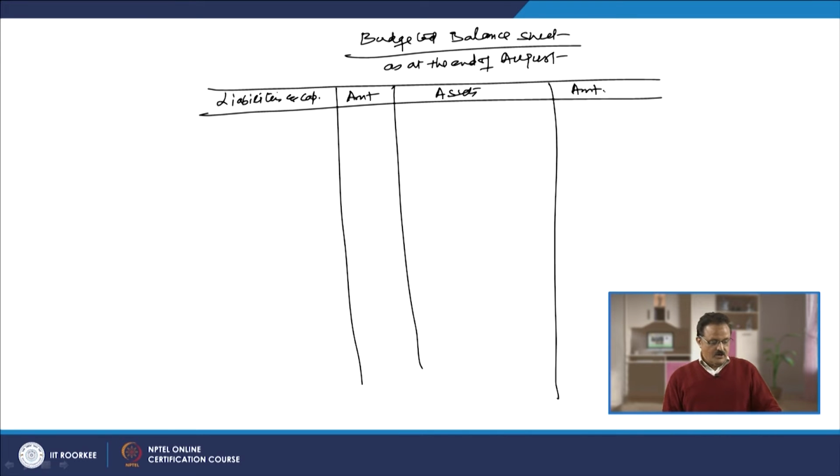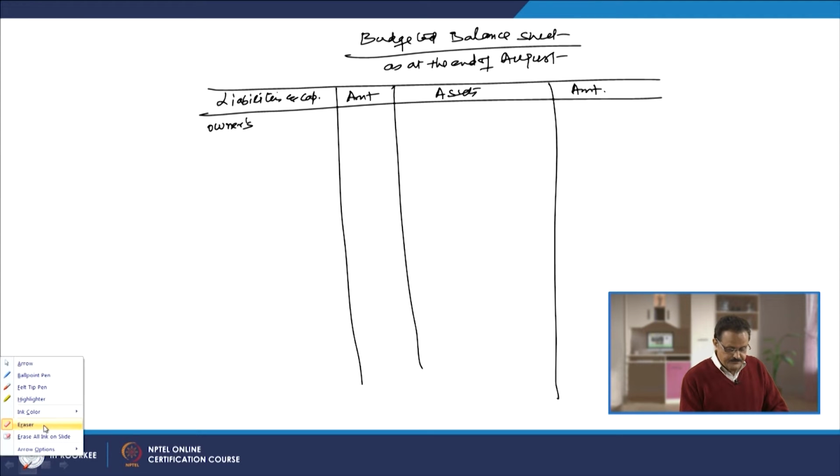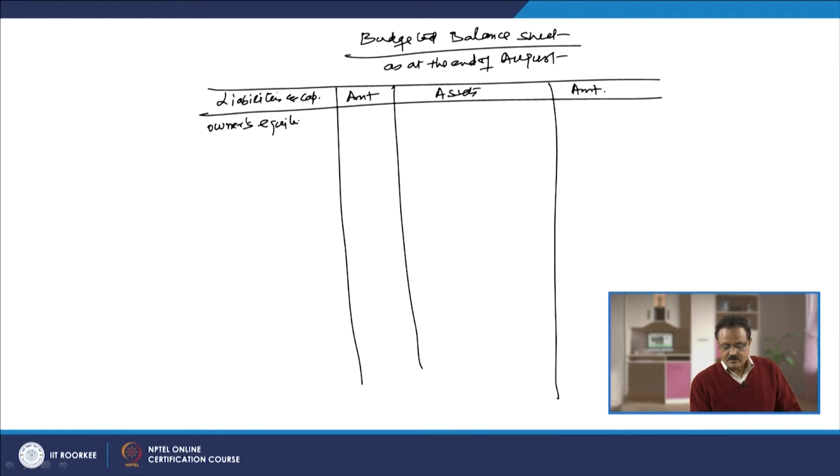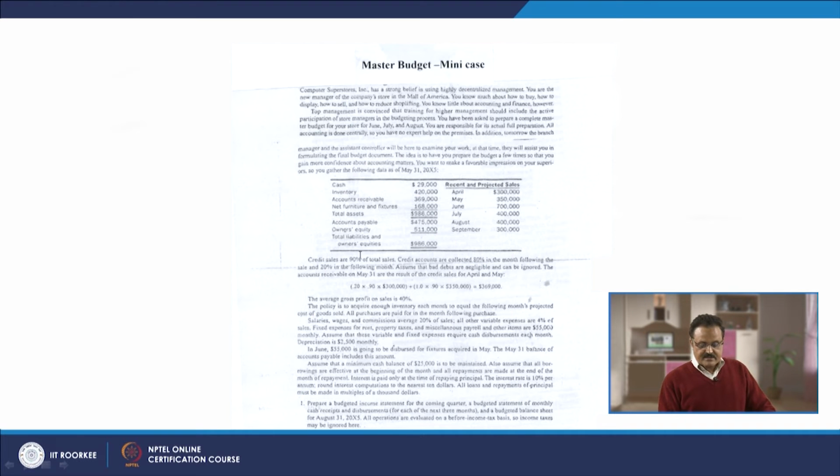Now, we will start by putting up, first, the liabilities and capital. So, here we take first of all the owner's equity. If you take the owner's equity, you are given it in the balance sheet. What is the owner's equity given in the balance sheet? You look at the owner's equity given in the balance sheet, how much is it? 5,11,000.